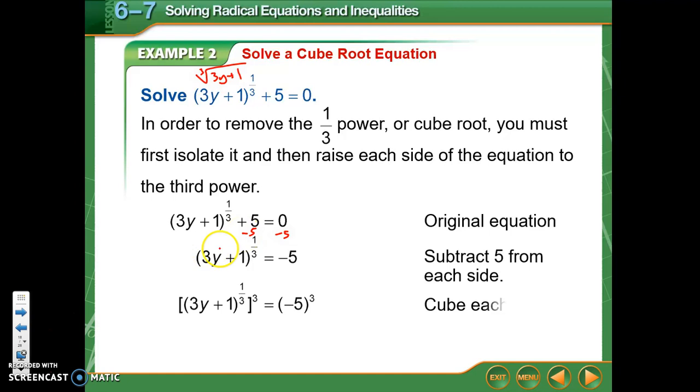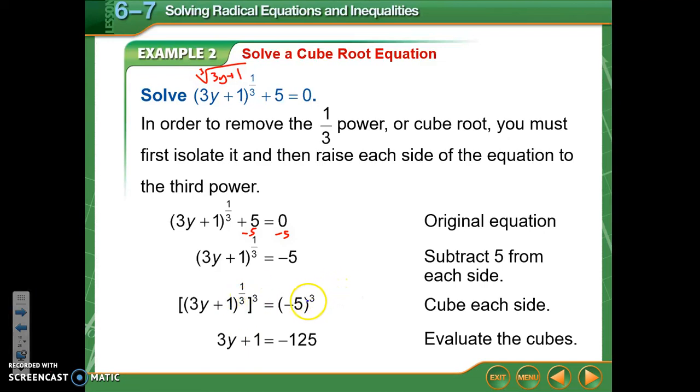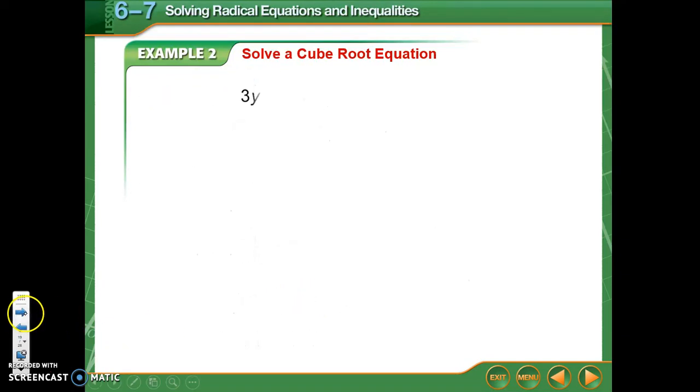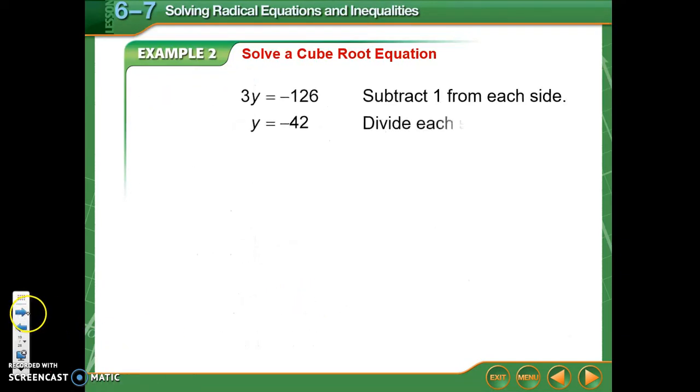And then, because this is a cube root, I'm going to cube each side. So I'm going to take -5 cubed and 3y plus 1 to the 1/3 cubed. That gives me 3y plus 1, because 1/3 times 3 with exponents, that's 1, so I undid the cube root. Then -5 cubed is -125. And then I just solve like normal, subtract 1 and divide by 3. And then, of course, I check.